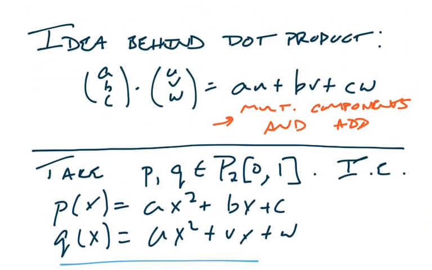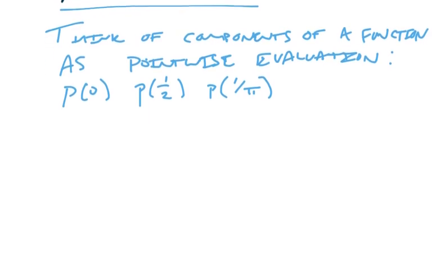Just like up here, you could think of component 1 being A, component 2 being B, component 3 being C for this first vector. It's like if you had this vector, you could plug in the number 1 and it would output the component A. You could plug in the number 2 and it would output the component B. You could plug in the number 3 and it would output the component C, and so on. This is really how we want to think about the components of these polynomials, which we're thinking of as vectors.